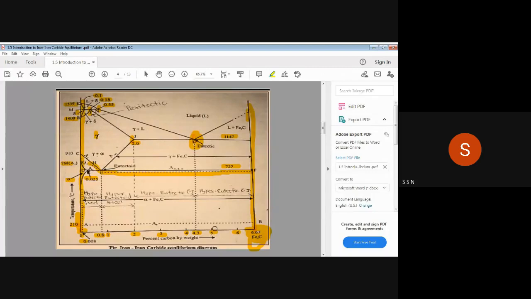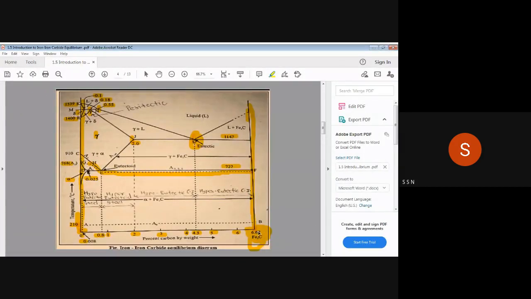Now somebody may ask, why not add more than 6.67 percentage of carbon in the iron? For the oral also, there may be a question asked to you: why in the iron carbon diagram is the percentage of carbon added only up to 6.67%? Why not 7%, 8%, 9%, up to 100% of carbon? Why is the equilibrium diagram not drawn like that? Why only up to 6.67%?